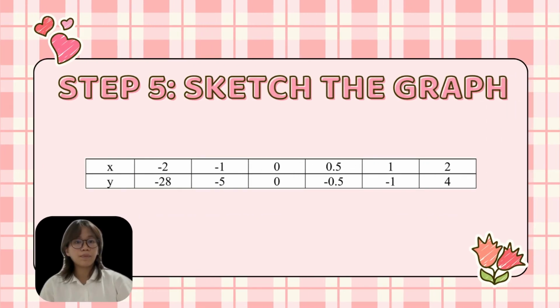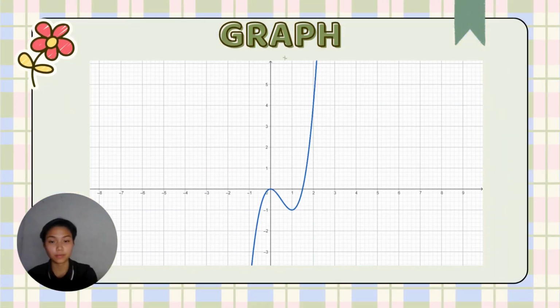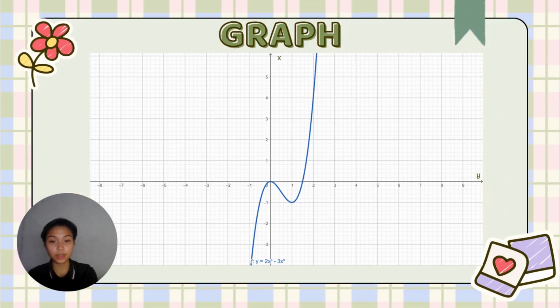For the fifth step, we sketch the graph. But before that, we have to make sure the values are correct. So we have x and y. The x values, negative 1 and 1, came from the ones that we factorized in the first step. After we found the values, we just substitute them into the first equation, which is y equals x cubed minus 3x squared. The graph is plotted according to the calculation from the previous slide.